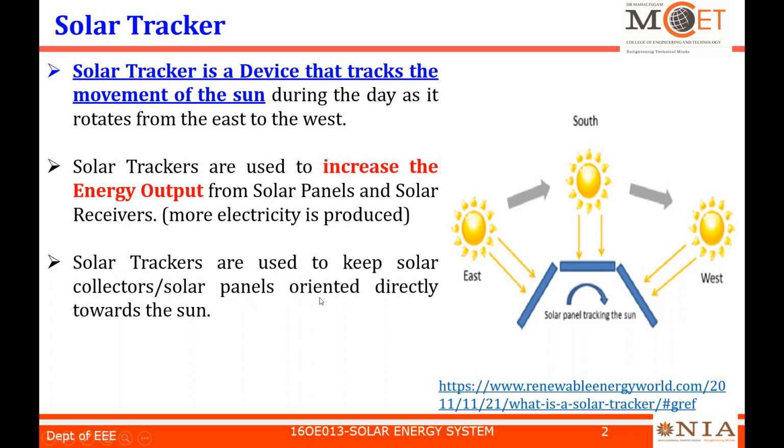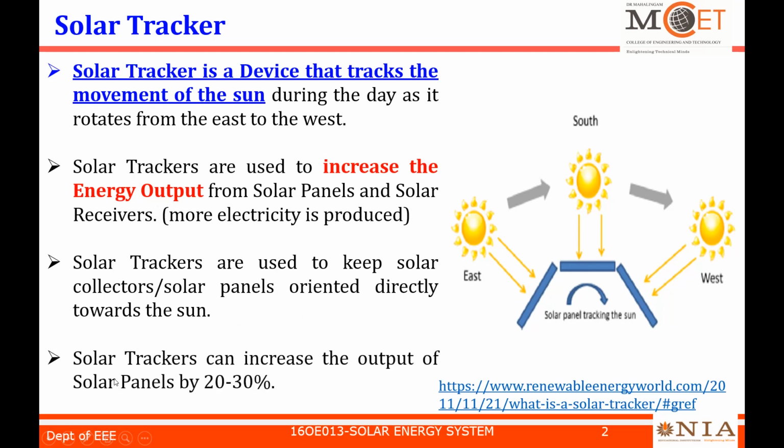Solar panel orientation is nothing but when the sun moves, the panel also moves, so that the solar radiation falling on the panel will be perpendicular. This is called oriented. Sun tracking can increase the output of the solar panel by 20 to 30%.